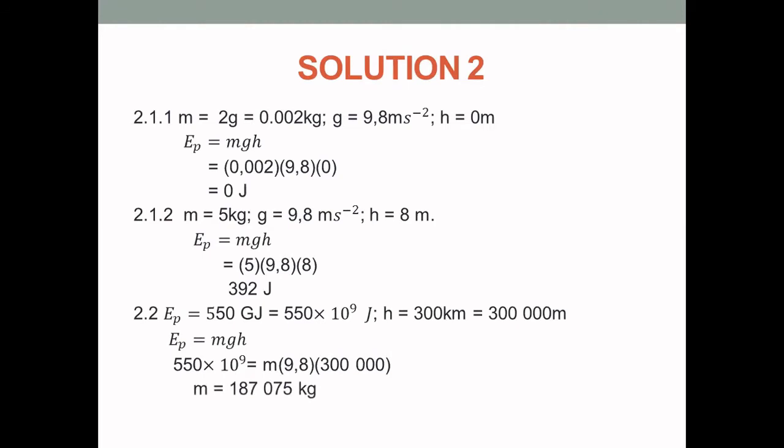Then we get the mass, which is 187,075 kilograms. This is the mass of the airplane with the passengers, of course, and the fuel. Remember, the fuel of the airplane can go even up to 45,000 liters.